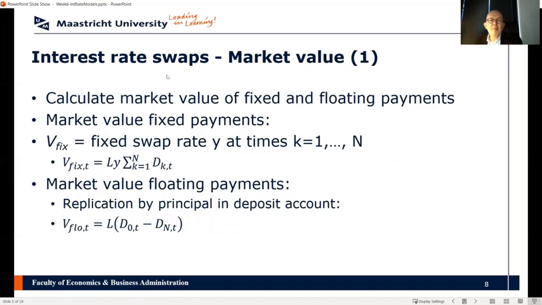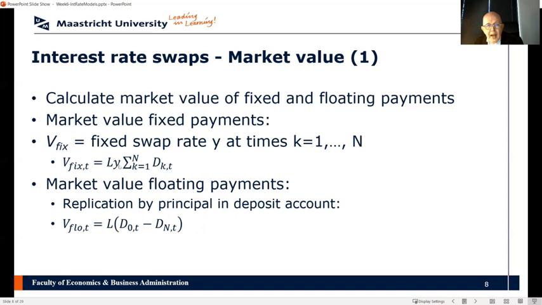How do we compute the market value of an interest rate swap? Well, that's very easy. I have 2 streams of payments. I have a stream of fixed payments and I have a stream of floating payments. So the market value of the fixed payments is the easiest because that's just a bunch of discounted cash flows.